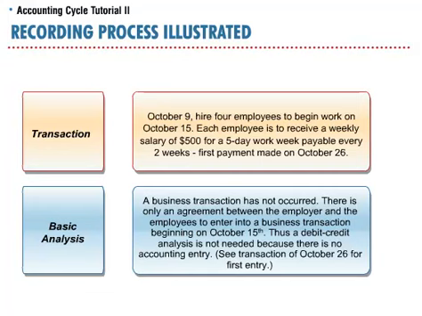On October 9th, Pioneer Advertising Agency Incorporated hired 4 people to begin to work on October 15th. Each employee is to receive a weekly salary of $500 for a 5-day work week, payable every 2 weeks, with the first payment made on October 26th. A business transaction has not occurred. There is only an agreement between the employer and the employees to enter into a business transaction beginning on October 15th. Thus, a debit-credit analysis is not needed because there is no accounting entry.